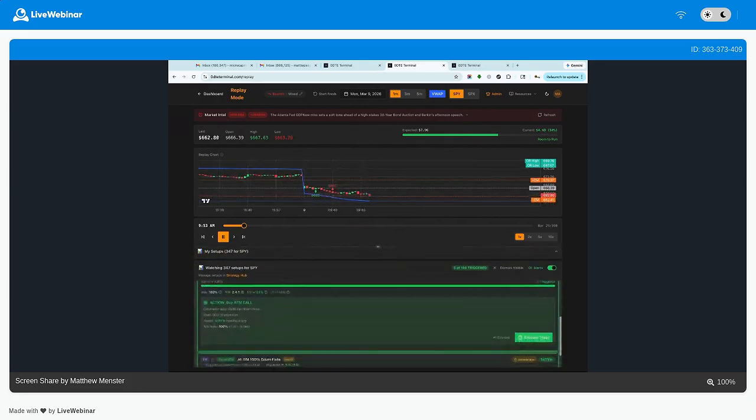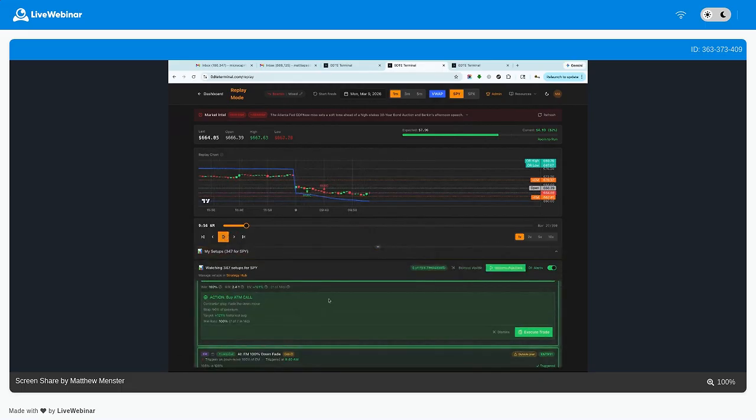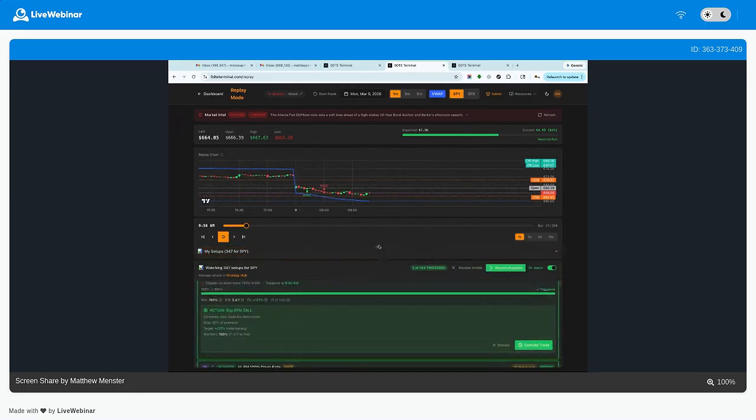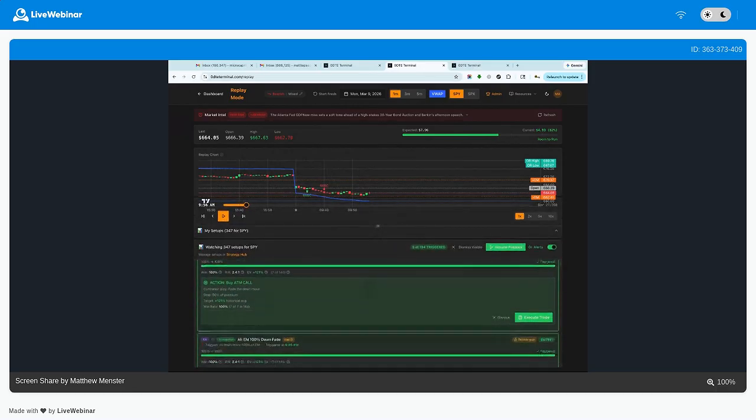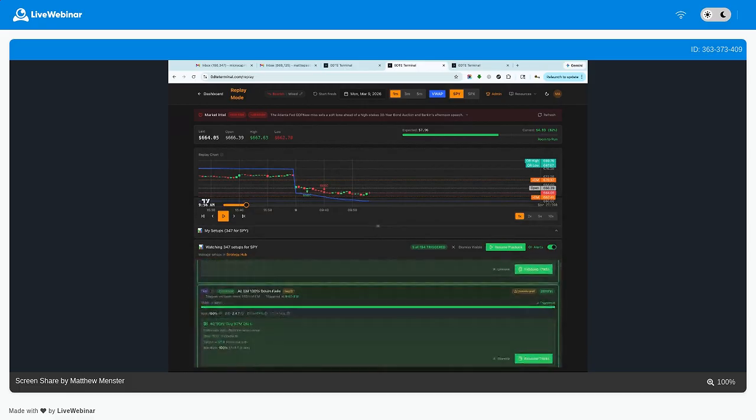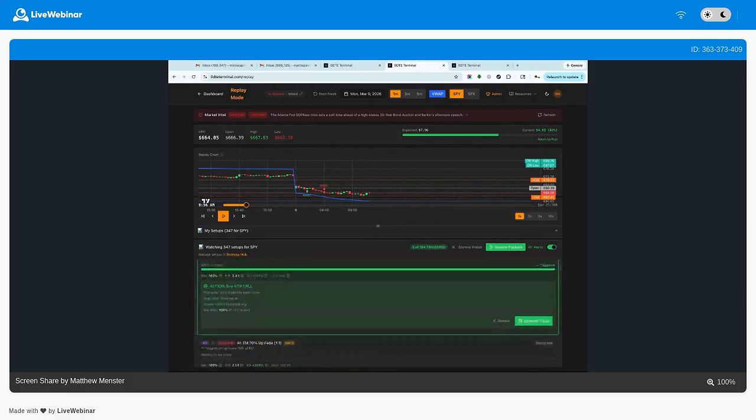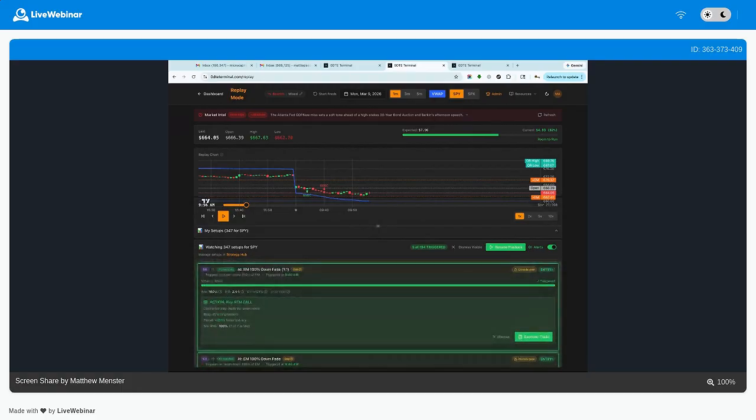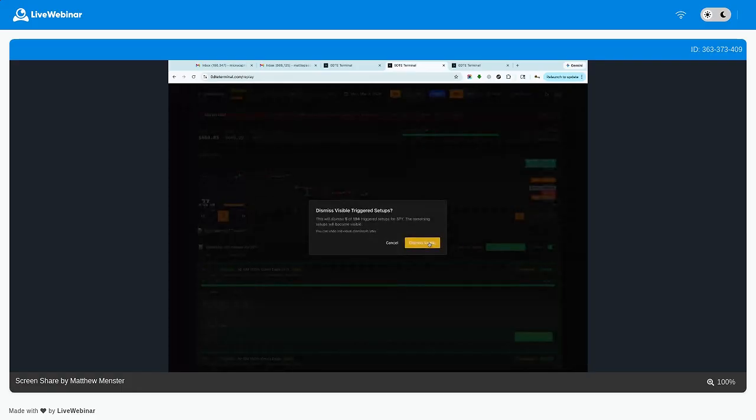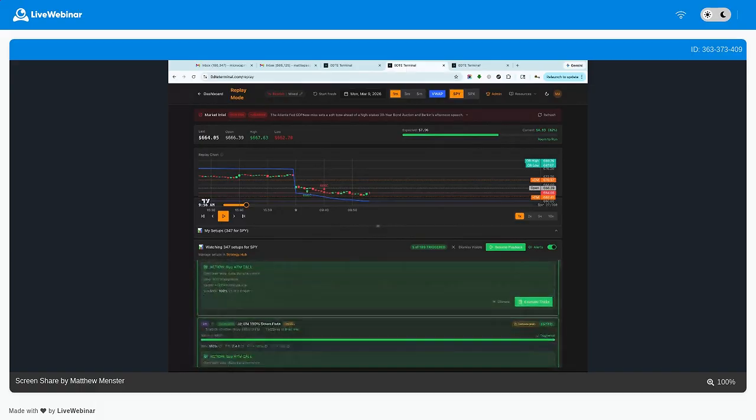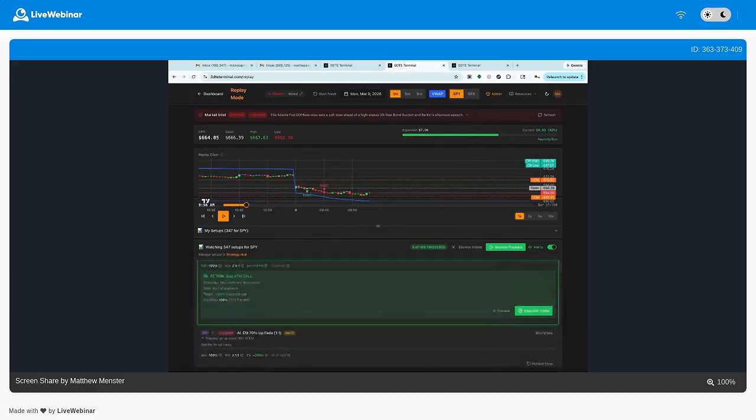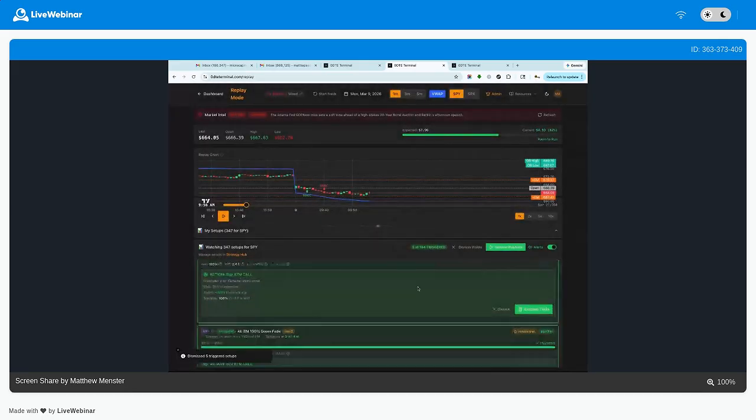And here's another thing too. If you don't like any of the setups that are triggered, so these are all long calls, you say, well, man, I just don't want to trade any of these. So you just click dismiss visible triggered setups, and it's going to dismiss them all. Dismiss visible. Let's go. Get away from me.